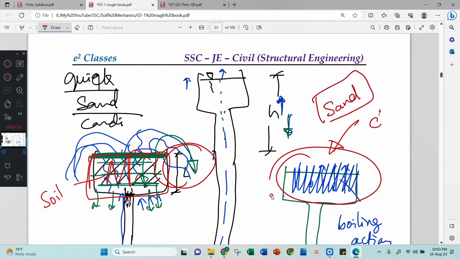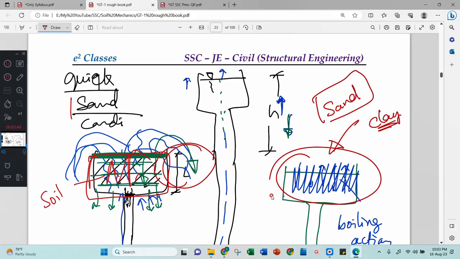Okay, if it is a clay, then boiling action will not happen because there will be a lot of pressure building up in the clay. From the bottom, water wants to come up, but permeability in the clay is very low. Therefore, water cannot come up. Therefore, there will be a lot of pressure building in the soil. Therefore, there won't be any boiling action. That's why you can remember.